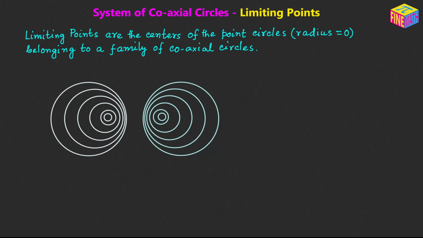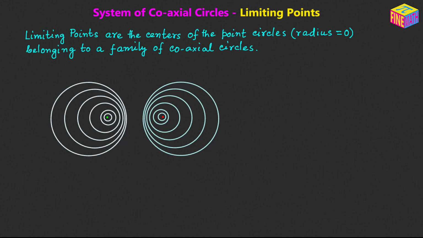Let's suppose we have a system of coaxial circles like this, and the limiting points will be the point circles. So what I'm going to do, I'm going to draw 2 points inside the smallest circle here, and those 2 points will be the point circles belonging to this family of coaxial circles. Here is one of the point circles, the red dot on the right hand side, and here is the other one, a green dot on the left hand side. So if you assume that the green dot and the red dot are nothing but point circles belonging to this family of coaxial circles, then these 2 points will be called the limiting points.